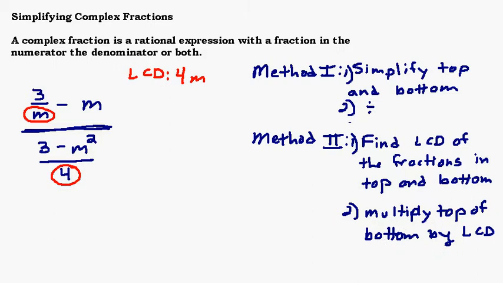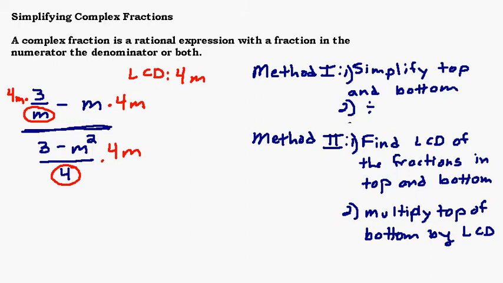Now we have to multiply every term by 4m. So on the top, I'm going to multiply 4m by 3 over m. I also have to multiply this m by 4m. And on the bottom, I just have one term, this fraction here. There's 2 terms in the numerator, but it's just one fraction. And I'm going to multiply that by 4m. Okay, let's see what happens.